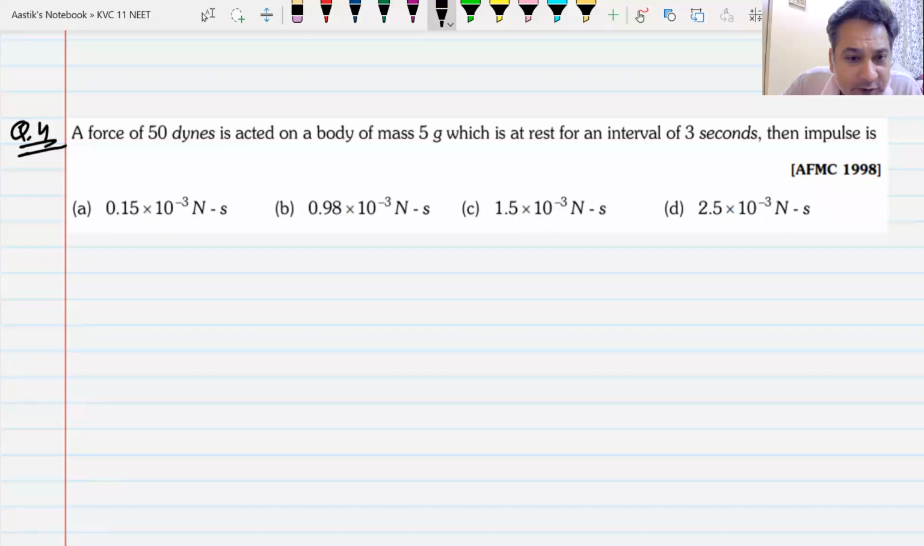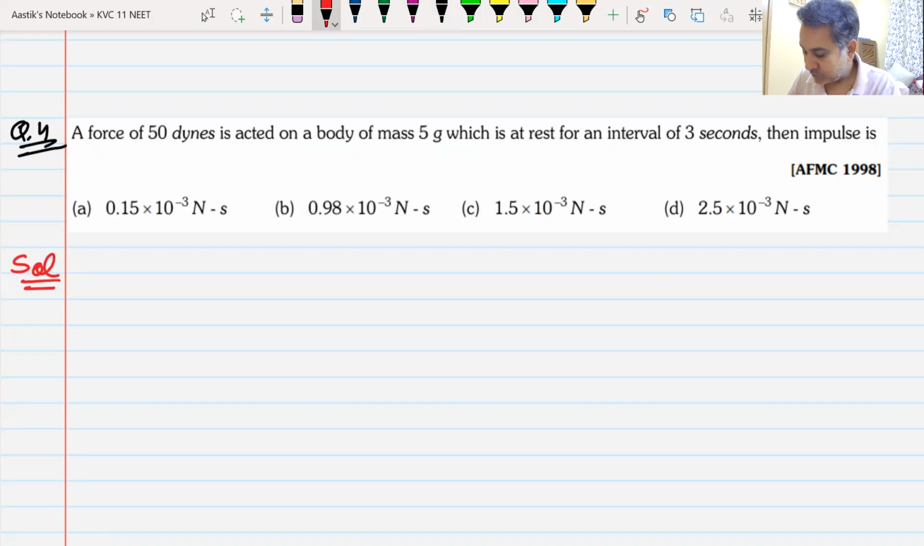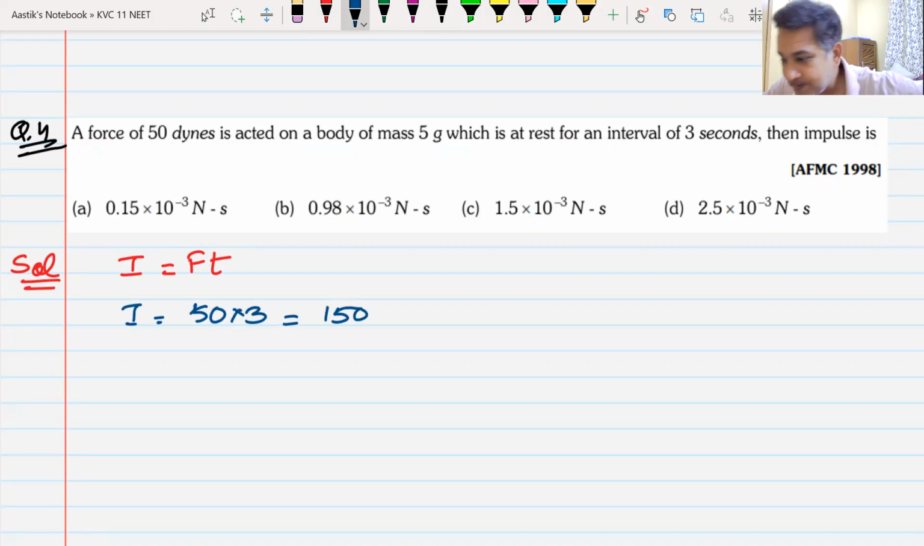Yes, my dear friends, what is the answer? Impulse is force multiplied by time. Just do it. Force is 50. Time is 3 seconds. Answer is 150. But 150 is not there. Why is 150 not there? Because it is not in CGS unit.